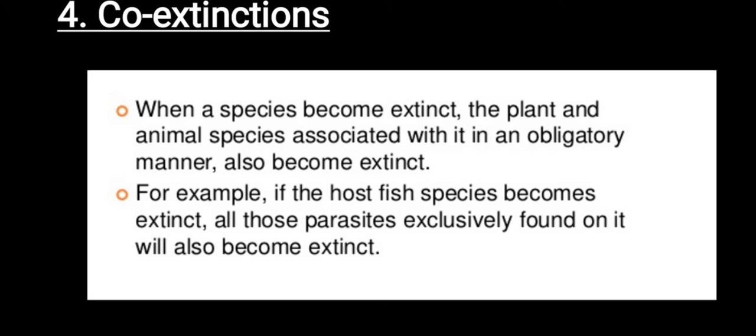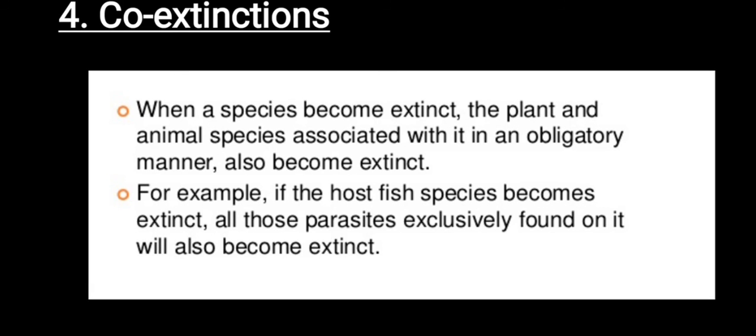Another example is the co-evolved plant and the pollinator. The plant and the pollinator have co-evolved and they exist in a mutualistic relationship, equally dependent on each other. The extinction of that pollinator will also result in the extinction of that plant because they are co-evolved and exist in a mutualistic interaction. So that is an example of co-extinctions.